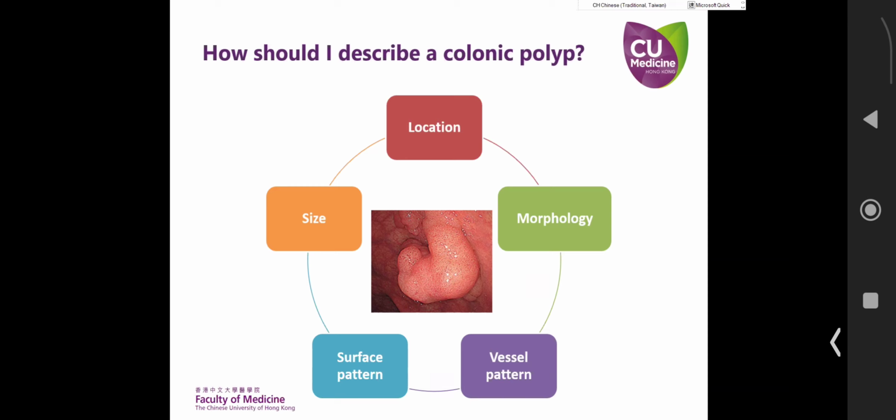And thirdly is the morphology. This is a very important issue because it will also signify the risk of invasion. So the morphology description is very important. And lastly, of course, is the surface pattern and the vessel pattern, which I will cover more in a later slide. So these are the five key things that you need to mention.